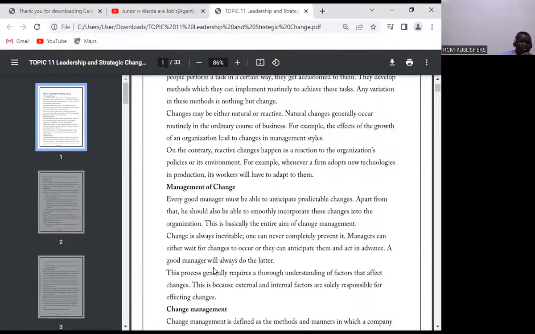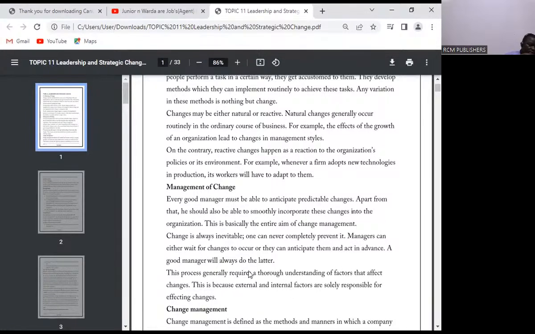if you are in competition, there will be a need for you to alter the way you are doing things, or modify your strategies so that you can be competitive in the marketplace. Failing to do so, you may not survive in the marketplace. So one can never completely prevent it. Whenever change comes, you have to embrace it. You have to accept that yes, there is a need to move and try the new challenges that come along as a result of the need for change.